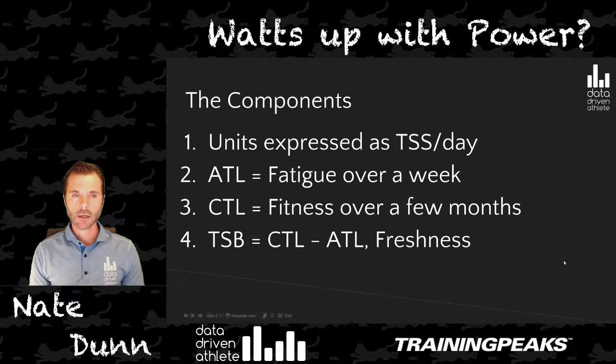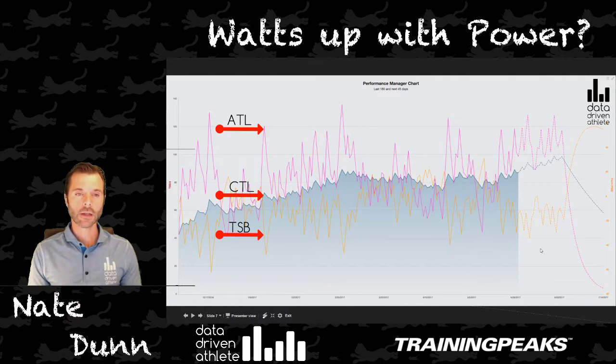On the next slide, we have what the performance management chart actually looks like in a graphical sense. You can see ATL represented in that pink line, CTL in blue, and then TSB in orange or yellow. So it's a pretty intuitive chart, right? As we ride a lot, our fatigue goes up, our freshness goes down, and so you see ATL and TSB being a mirror image of each other, and then we have CTL in the middle, being a representation of your fitness. It makes a lot of sense when we look at what happens to our fitness and to our fatigue when we ride more. It's a really cool system for looking at our fitness over a full season.